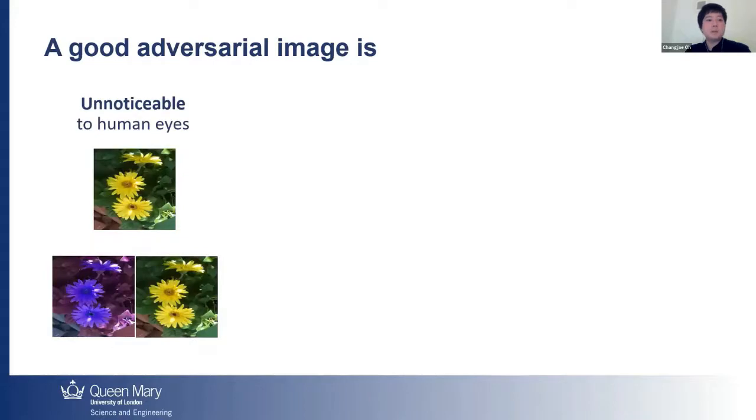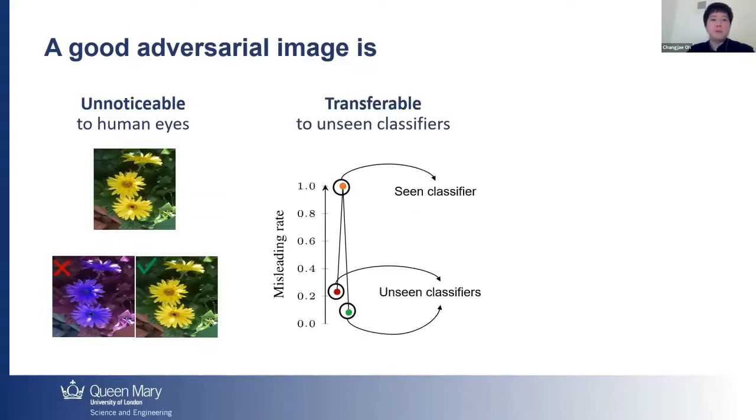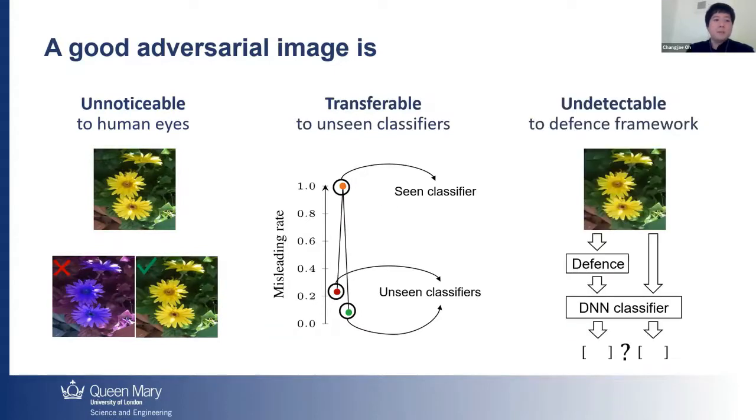A good adversarial image can be unnoticeable to human eyes, as you can see in these two different adversarial images. Second, good adversarial images should be transferable to unseen classifiers, which means that the adversarial images should be able to mislead the unseen classifier as well as the seen classifier used for the training. And lastly, a good adversarial image can be undetectable to some defense framework. These three properties are those we consider in this work.